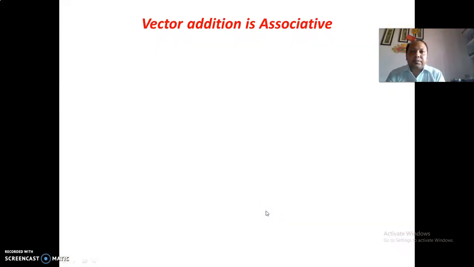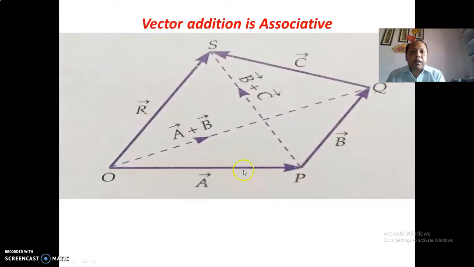Now next, we are going to see that vector addition is associative also. Suppose we consider three vectors, say vector A, vector B and vector C.